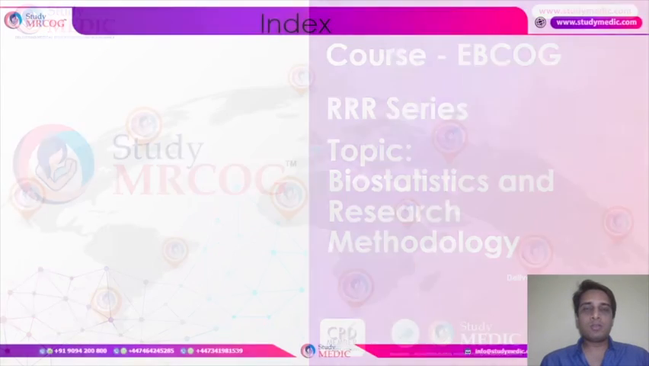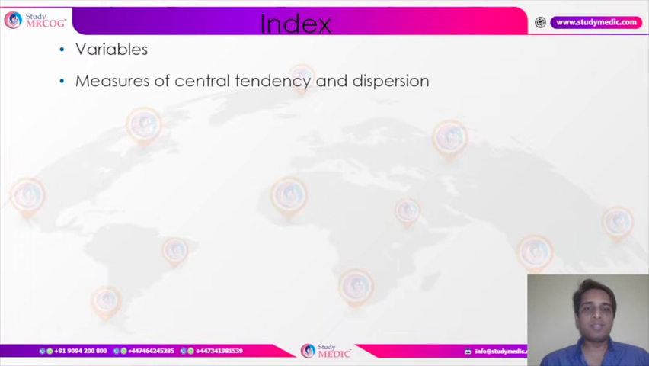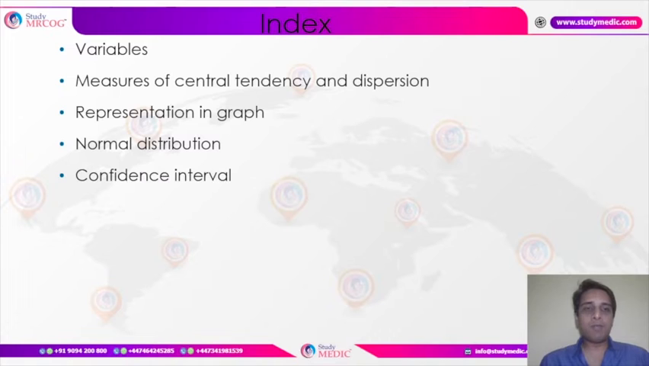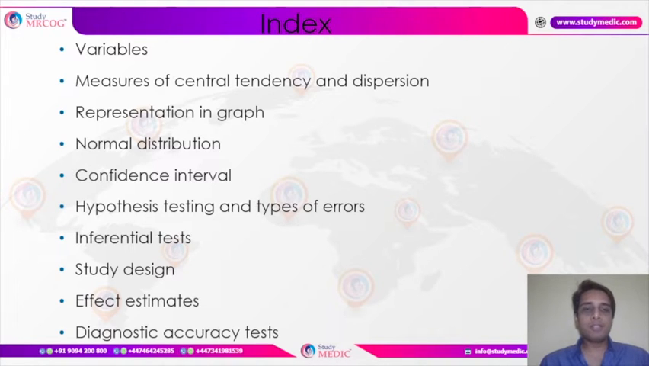In this RRR series, we will be revising briefly on variables, measures of central tendency and dispersion, representation in graph, normal distribution, confidence interval, hypothesis testing and types of errors, inferential tests, study design, effect estimates, and diagnostic accuracy tests.